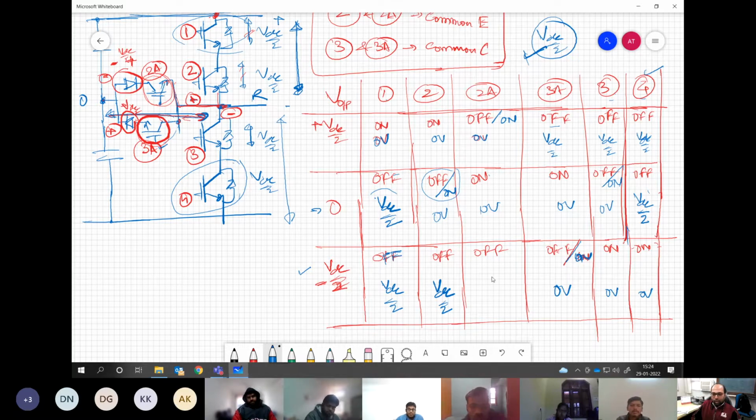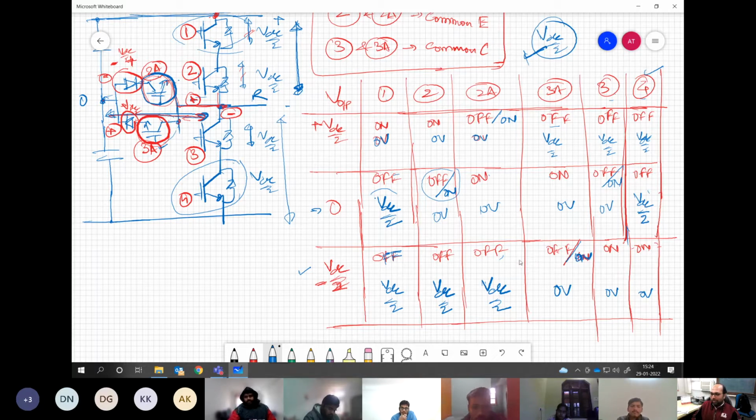Yes, sir. Now what about 2? What about 2A? So VDC by 2. This must be off, because on the upper half, this is the device which is blocking this voltage, this polarity. It is positive here and negative here. So this must be off and the blocking voltage will come as VDC by 2. So much for blocking voltage and device on and off.